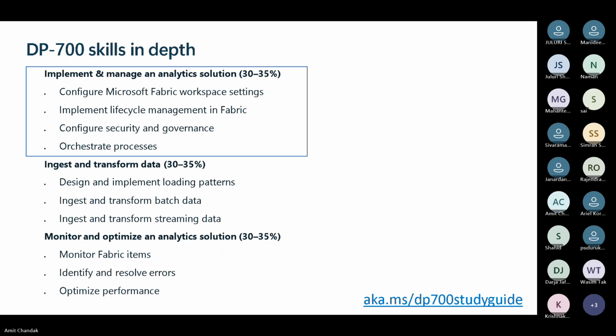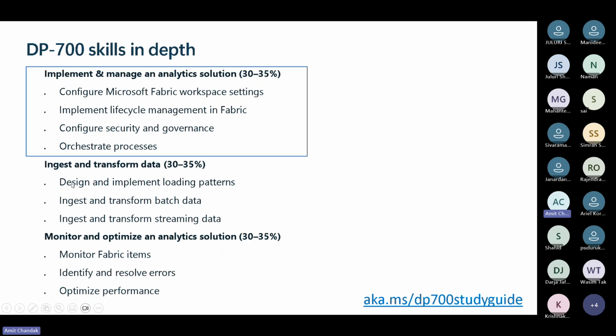be from, means out of the entire exam, 30 to 35% would be around implementing and managing solution, which includes configuring Microsoft Fabric workspace settings, implementing life cycle management in Fabric, meaning CI/CD and deployment pipelines, and configuration of security and governance. Security and governance start with, let's say, workspace security, followed by item level security, and finally row level security. All of this is part of an orchestration process. How do you completely run your processes? How do you configure pipelines, etc.?